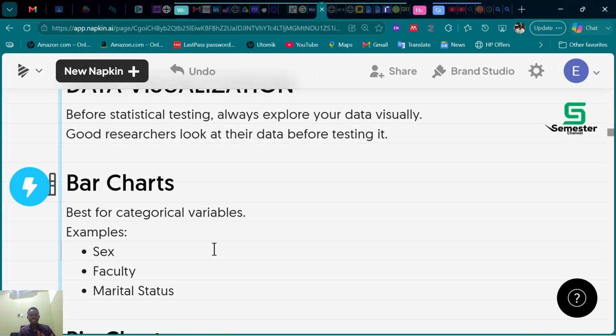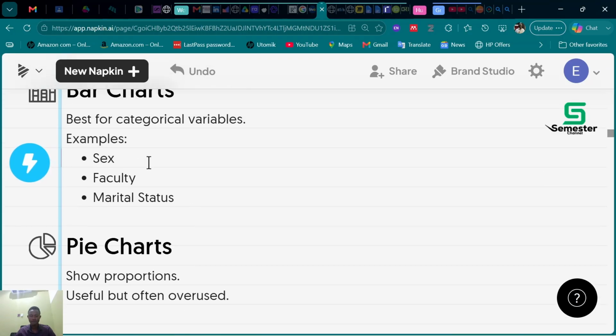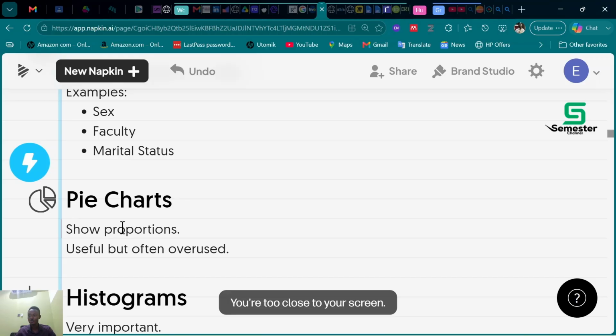Faculty, whether you are in this department or this department. Marital status: married, divorced, cohabiting. You see, they are in categories. Now, we have pie charts. They show proportions, useful but usually overused. All right, when you are talking about the proportion of something, so 25% of males were represented in your work, it is better to use pie charts rather than the bar chart, okay, because it's showing the proportion of a whole, right?